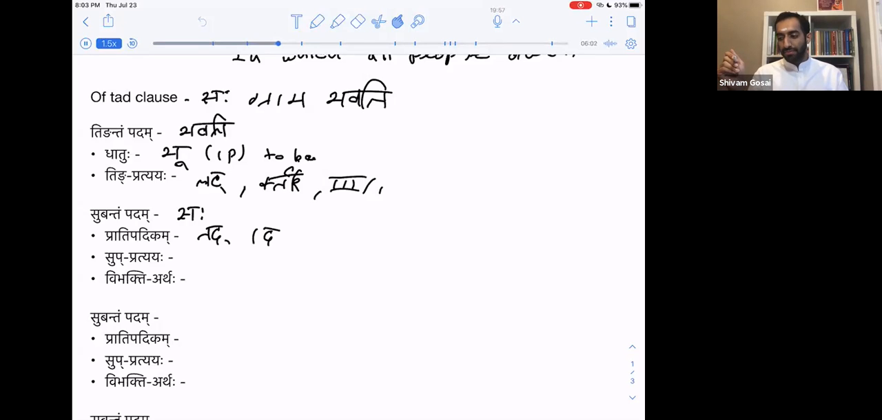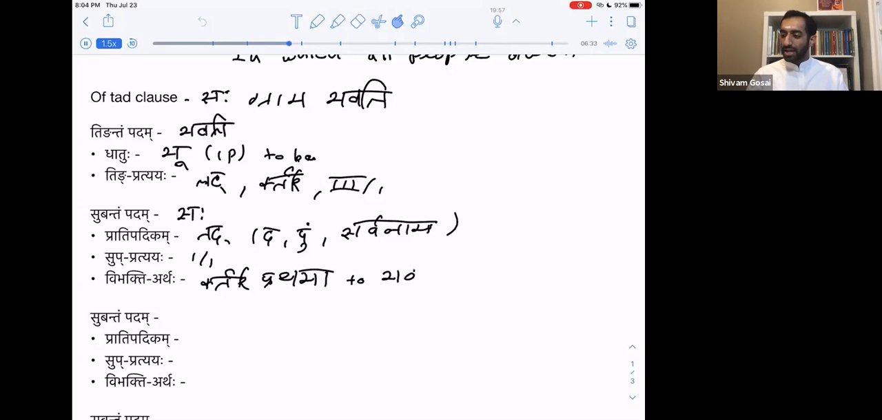Okay, this is tad shabda, dakaranta, pullinga, sarvanama. Supratyaya, this is which case? Yeah, 1, 1. Kartari prathama 2 bhavati. Okay? We always have to remember, saha doesn't look like tad, but that's where it's coming from. That's its parent, okay? Don't forget your ancestors.